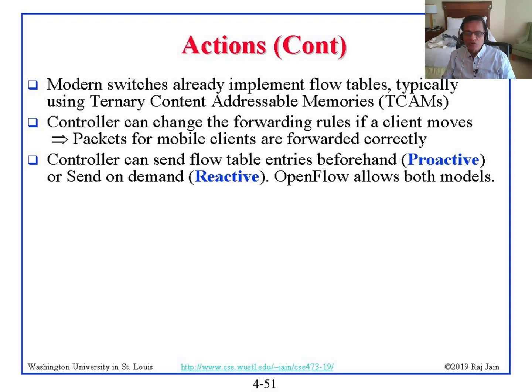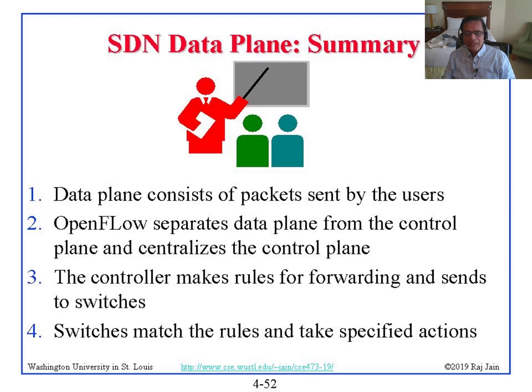Okay, all right, if there are no questions, then this is the data plane summary. Data plane consists of packets sent by the users. OpenFlow separates the data plane from the control plane and centralizes the control plane. The controller makes rules for forwarding and sends them to switches. So basically, the controller makes all the tables and the rules, and the switches match the rules and take the specified actions. Now you have to read the book.